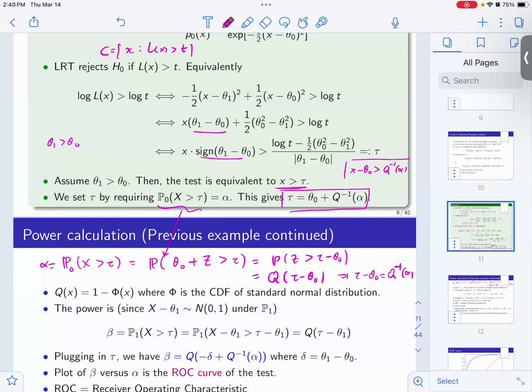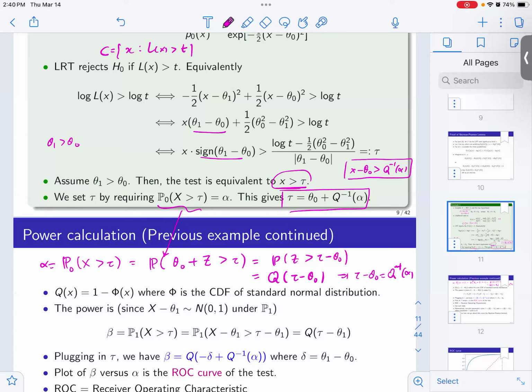So you really don't need to backtrack and figure out what t is. The test is equivalent to this. And we know that this is a likelihood ratio test that achieves level alpha, so by the Neyman-Pearson lemma it is most powerful.